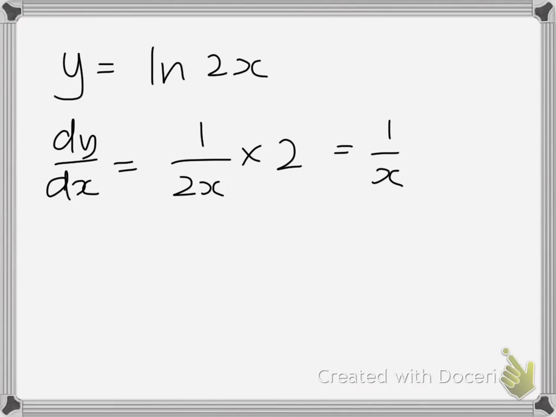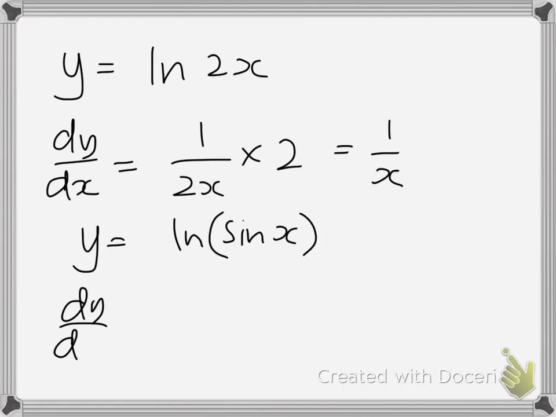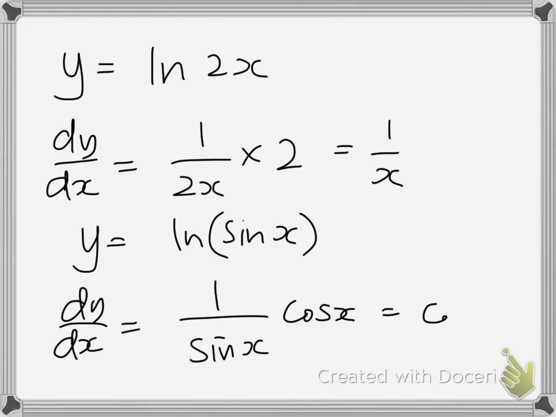Of course, again, you can do this. What is the ln of sine x? So dy/dx becomes 1 over sine x, and then you differentiate sine x, you get cosine x, you get cotangent.